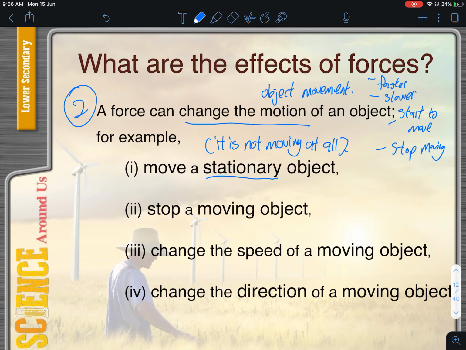Then of course changing the speed of a moving object is like, for example, let's say your friend is already running and you want to push him to go faster, you push him at the back. So in that sense, that's also an example of a force.